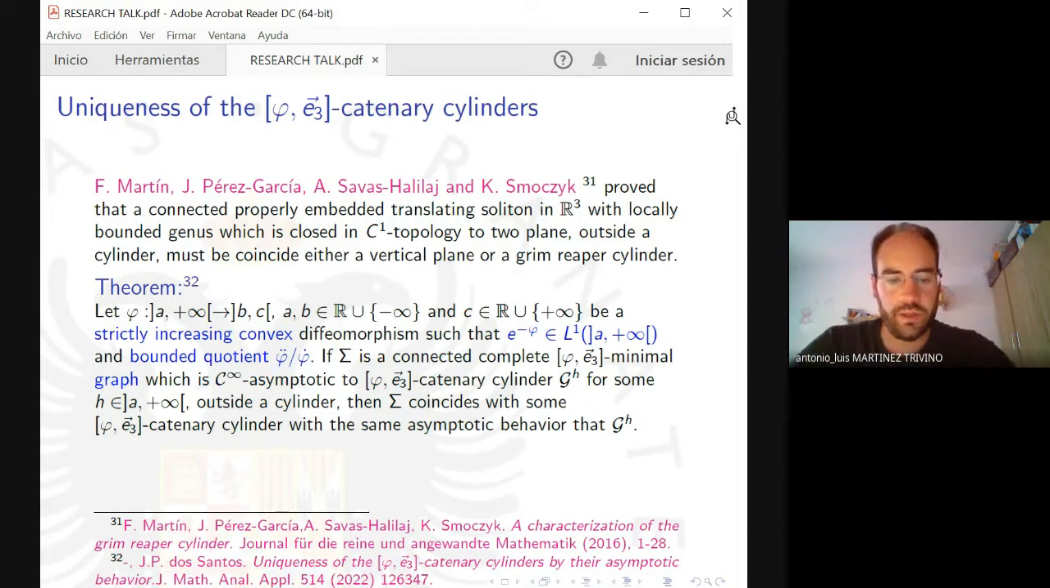In our case, we will prove the following theorem. Let phi be a strictly increasing convex diffeomorphism such that this potential is integrable and this quotient is bounded. If sigma is a connected complete phi3 minimal graph which is C infinity asymptotic to a phi3 catenary cylinder outside a horizontal cylinder, then sigma coincides with some phi3 catenary cylinder with the same asymptotic behavior as the previous catenary cylinder.